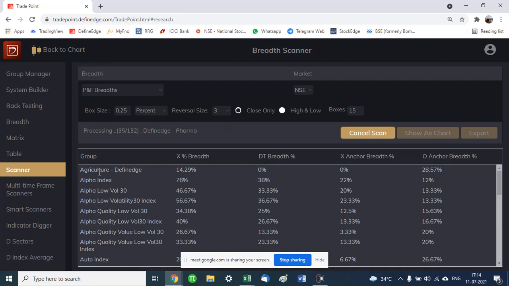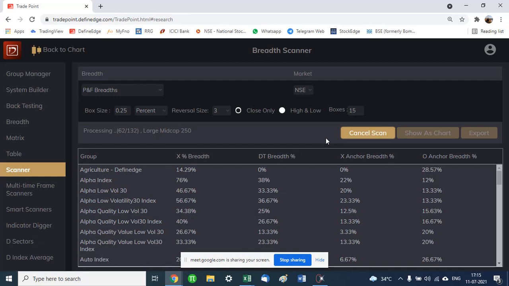So for example, in the agriculture index that is there in Define Edge, only 14% of stocks right now are trading in a bullish column. So it means agriculture as a sector is not all that bullish as per this report, because not too many stocks are trading in a bullish column of X. And you have zero stocks from the sector giving a double top buy. So this can also be a mechanism to identify which sectors are looking good. We have done this on a daily time frame, with a 0.25% box size to make it a little faster. You can run this on a 1% box size to get a more comprehensive picture on a weekly time frame.